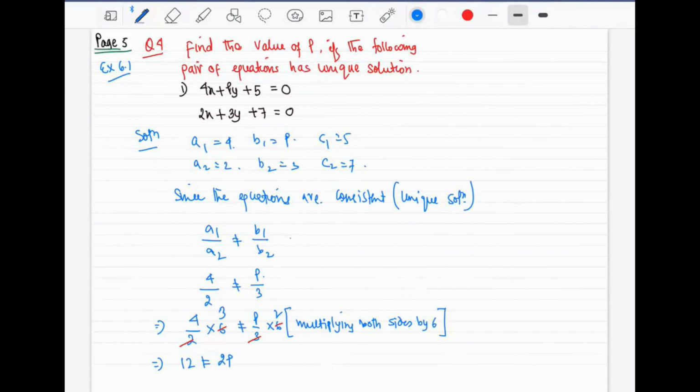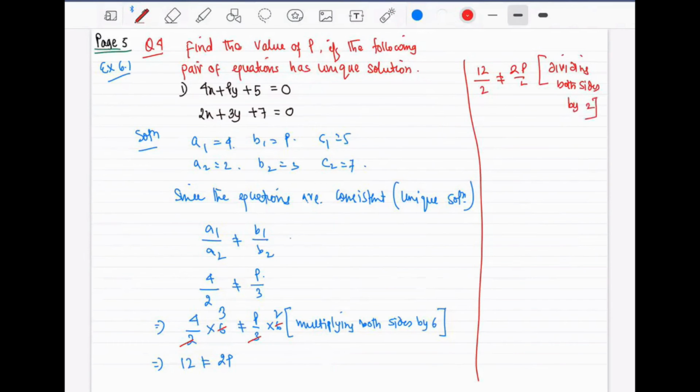Okay, let's continue further on the right hand side. 12 does not equal to twice p. We want p to be alone, without any coefficient. How to get rid of this 2? Divide both sides by 2. In that case, we are going to get 12 by 2 does not equal to twice p by 2. 12 and 2 cancel out, 2 6s are 12. 2 and 2 cancel out, we just got p left.